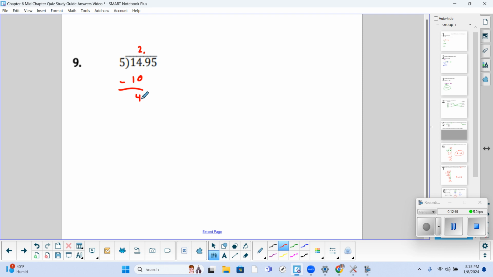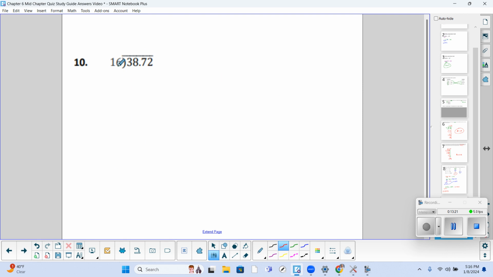So remainder is 4. I bring down the 9. 5 goes into 49. Well, it goes in 9 times because 9 times 5 is 45. So my remainder once again is 4. And I bring down the next 5. 5 goes into 45 9 times. 9 times 5 is 45. We have no more remainder, so the answer is 2.99.